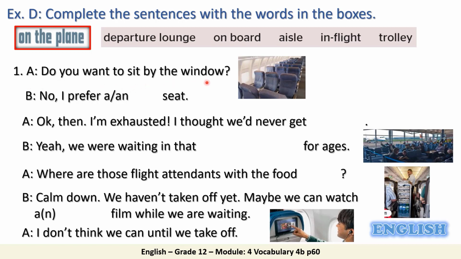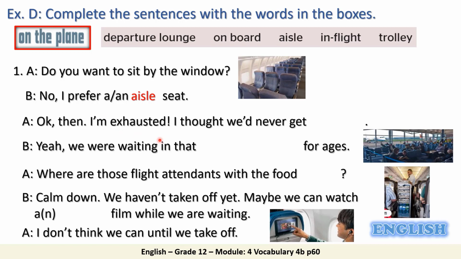Do you want to sit by the window? Do you want to sit here by the window, beside this window? B said, no, I prefer, your answer please, exactly, an aisle seat. This seat is called aisle seat because this is an aisle. Okay? Okay, then I'm exhausted.